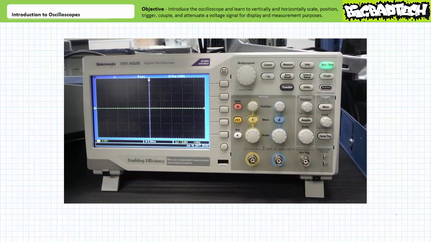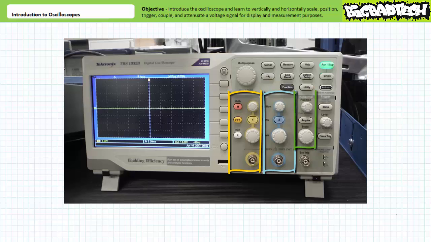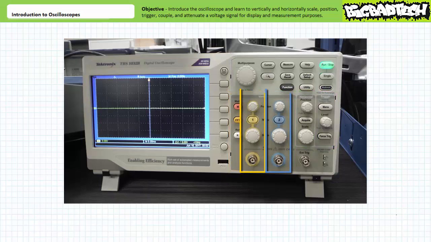I'd like to draw your attention to 4 critical areas: the vertical group, the horizontal group, the triggering section, and the array of operations buttons along the top. The vertical group consists of 2 channels, channel 1 in yellow on the left and channel 2 in blue on the right. This oscope is dual channel, meaning it can simultaneously display 2 voltage waveforms on a single horizontal time axis. These channels are part of the vertical group, since the vertical or y-axis is in units of volts.